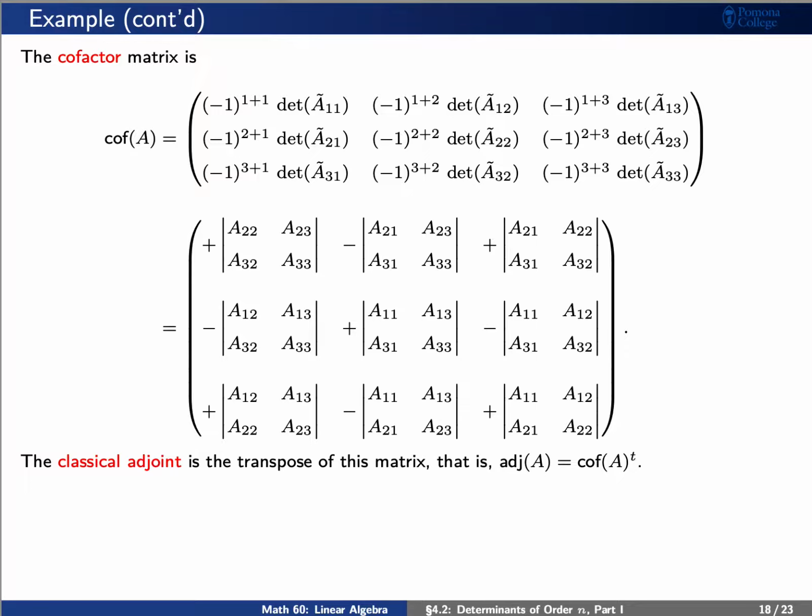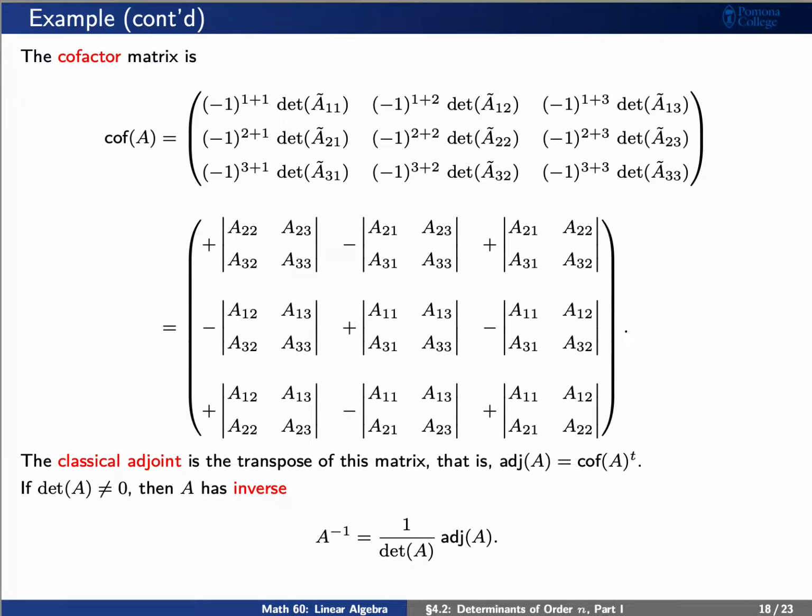Recall that the classical adjoint is just the transpose of this matrix. We won't worry about writing it out in detail here. However, what we're going to find later is that whenever the determinant of A is non-zero, the inverse is 1 over the determinant times the adjoint of this matrix. This is part of the reason we define the cofactor matrix and the classical adjoint.